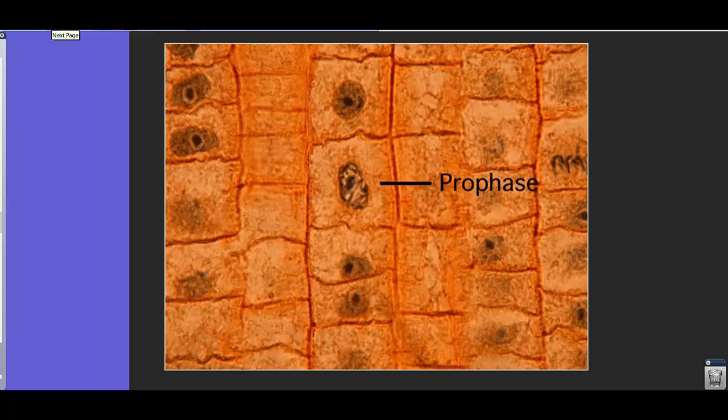And if we were taking a look at that stained onion root tip, we would see this. This is prophase. Notice that it's starting to kind of unravel. You can start to see some of the chromosomes in here, and this is what we would actually see if we were looking at it under a microscope.